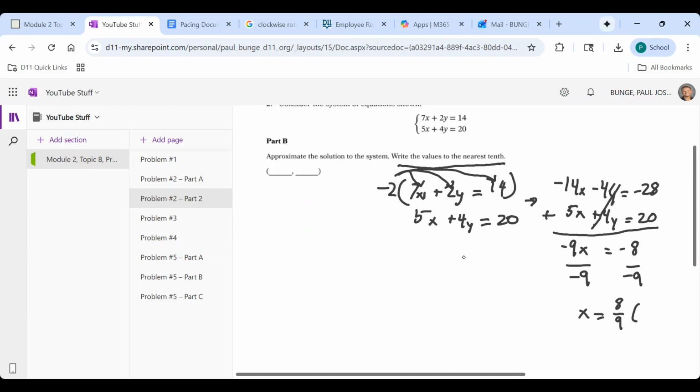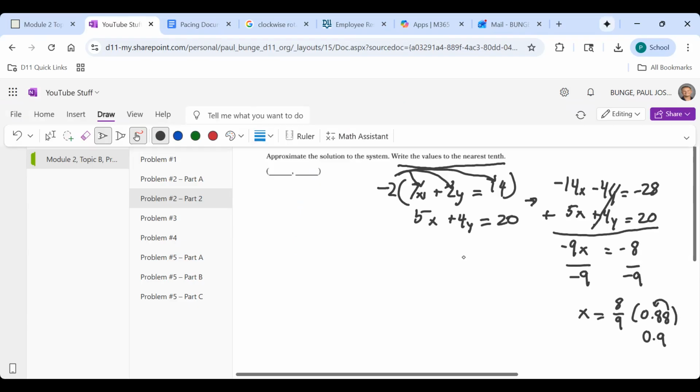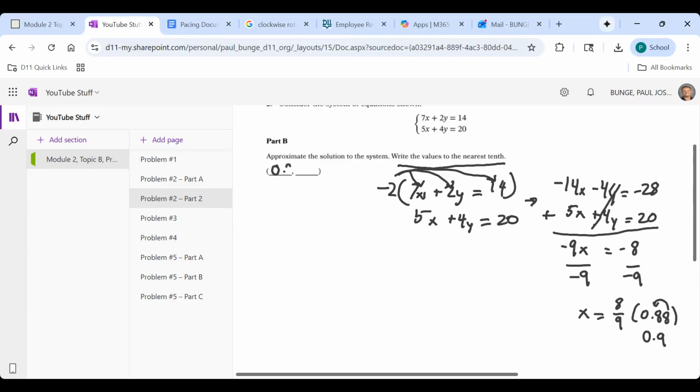if you did this on your calculator, you would get 0.888 repeating. It's asking us to round to the nearest tenth, so this 8 is going to bring this up to 0.9. So my x value is 0.9. Now, remember, in order to get y, we need to substitute x into one of these two equations so that we can solve for y. So I'm going to choose this second equation to substitute in.